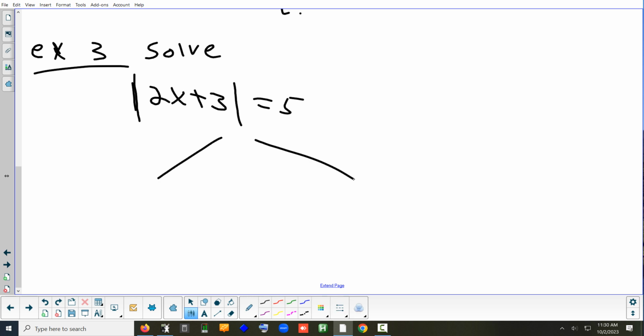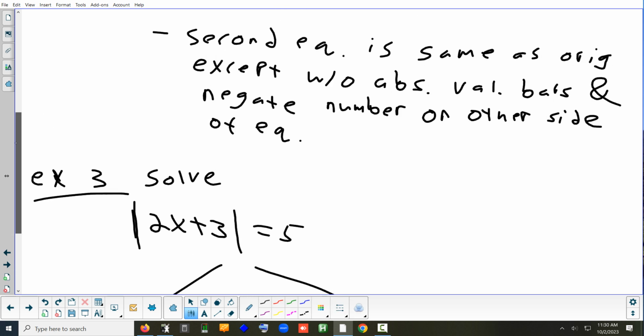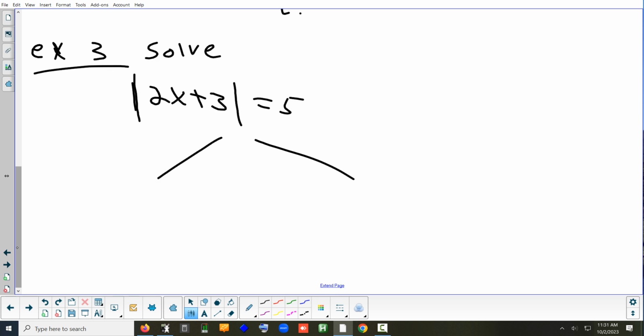Anyone think they could give me my first equation that we would split into? Yep. 2x plus 3 equals 5. Right, the original. Either what's inside the bars comes out to 5, or what's inside the bars comes out to negative 5.